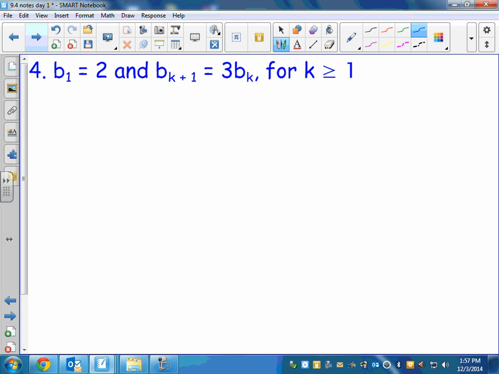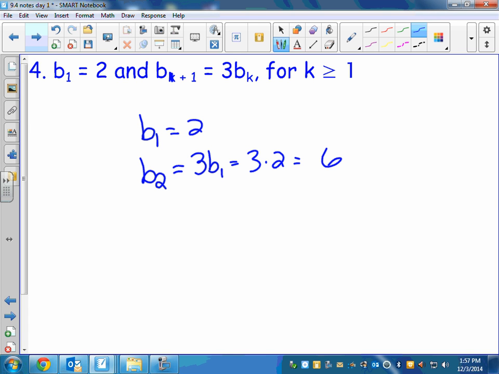I don't know why it's been an hour, but we kind of freaked out on this one. It looks the same to me, but they give you the first term again. So the first term is 2. To find the second term, notice they tell you to start when K is greater than or equal to 1. And if I plug 1 in for K, that just means take 3 times the one before it. That's just 3 times 2, which is 6.